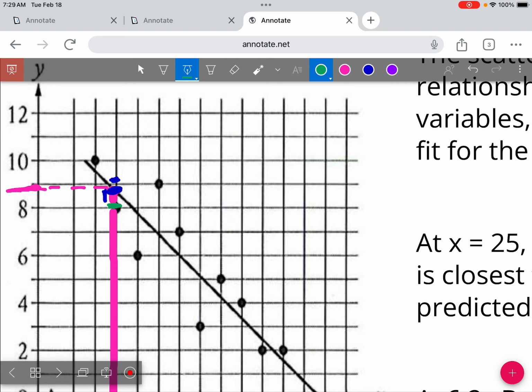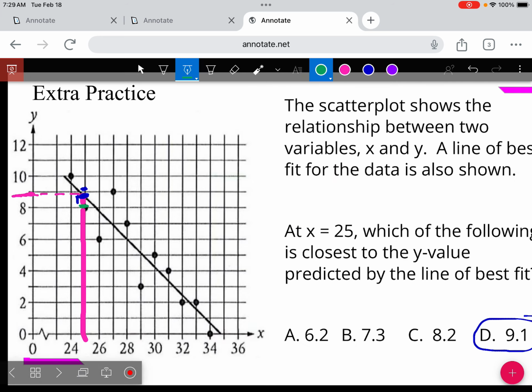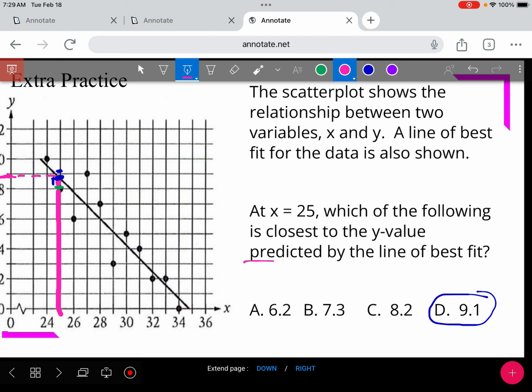So we don't necessarily have to find everything, but when they give you a line and they ask you to predict about the line, you can ignore every single point that's here. You are looking at the line. You are not looking at the points. The scatter points are just there so you can see where the line came from. The line is what we use to predict. The dots helped us make the line, but the line is what we use to predict.